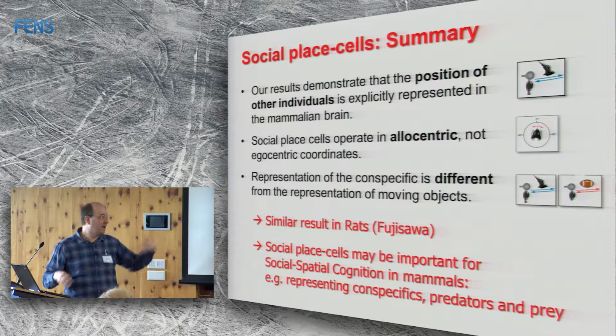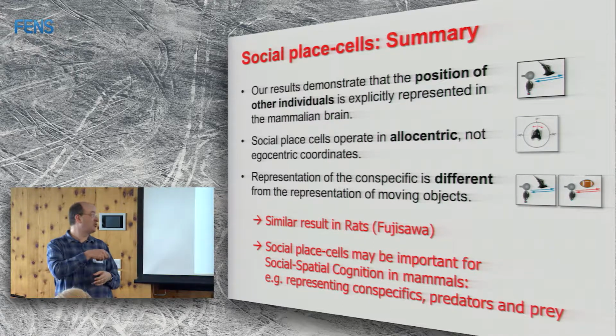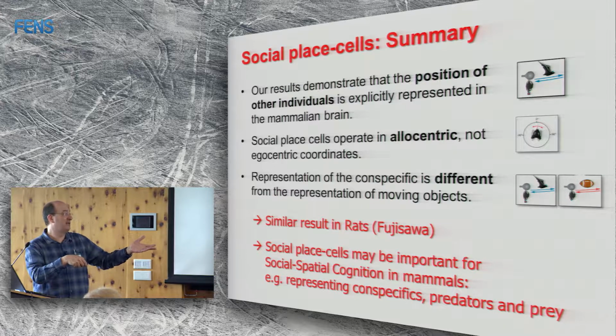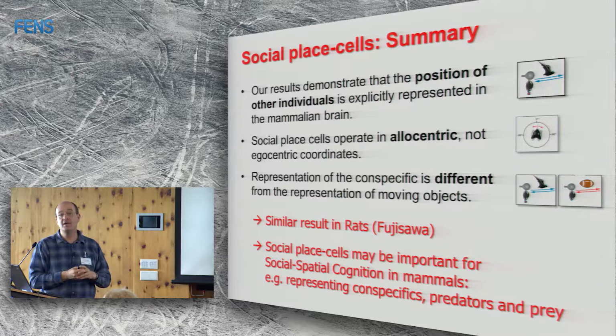And lastly, on the speculative side, I think that the social place cell may be important for social spatial recognition in mammals. Representing the position of conspecifics will also be very useful to represent the positions of predators, prey, all sorts of important stuff out there. You'd like that to be represented, and indeed we found that, yes.